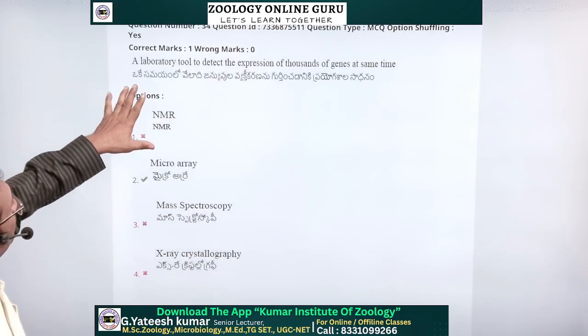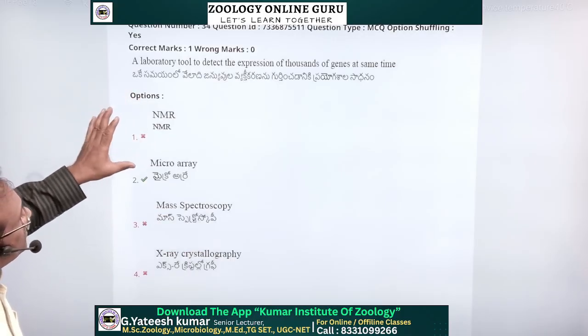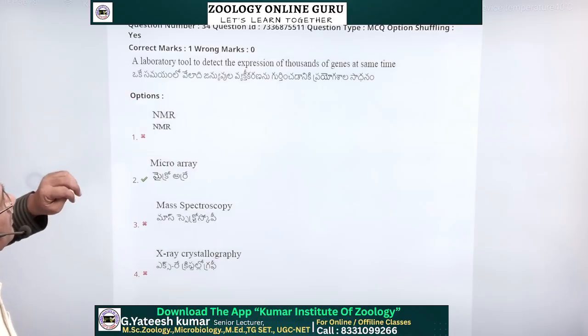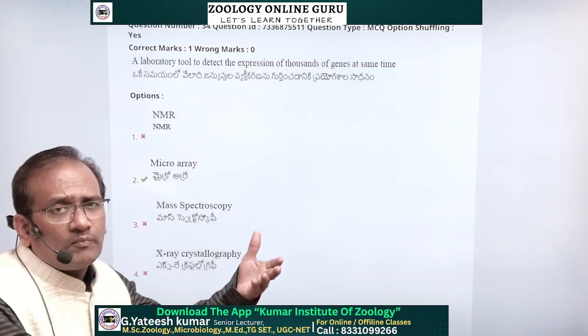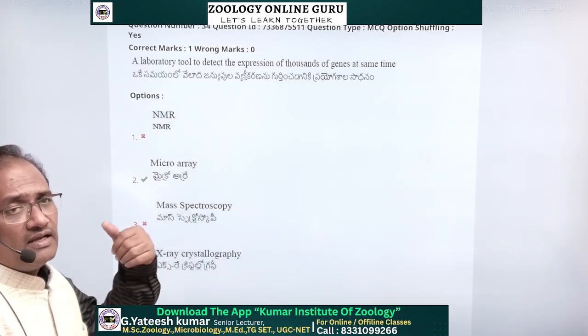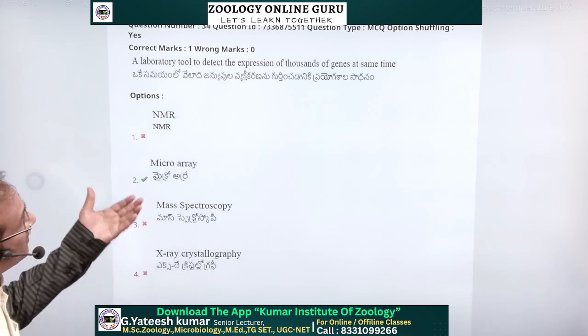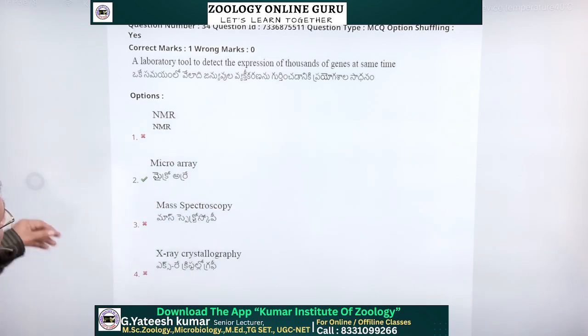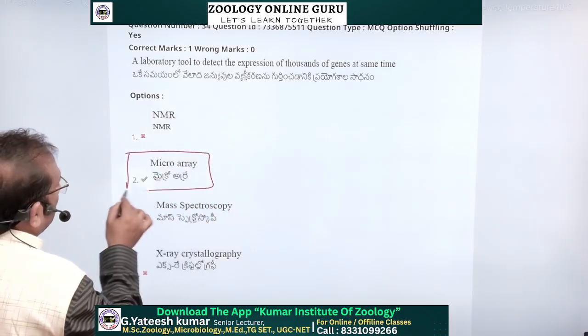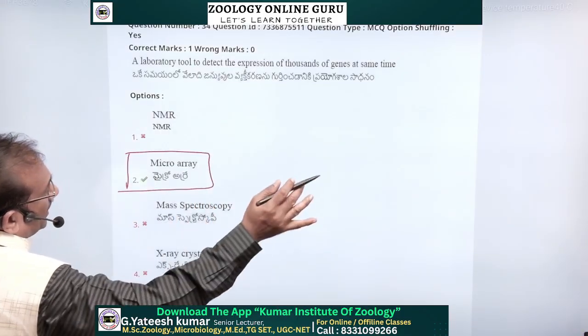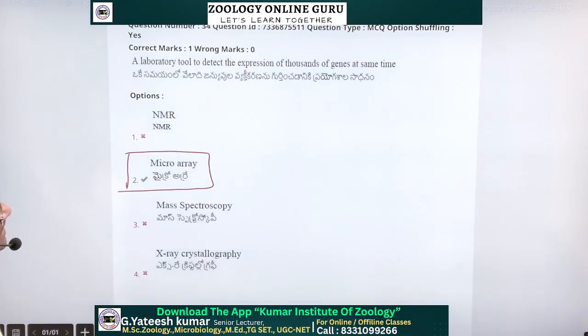A laboratory tool to detect the expression of thousands of genes at a time. This is one of the biotechnology questions once again. Thousands of genes are there and they are expressing their protein function, and that expression we see at a time for thousands of genes. That is microarray. This is the microarray technique. In this microarray, at a time we can see the expression of thousands of genes.